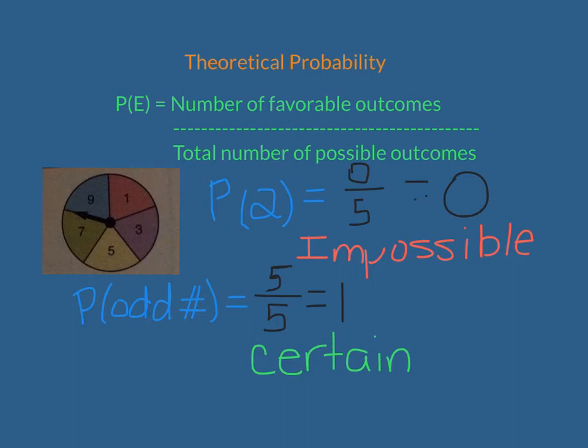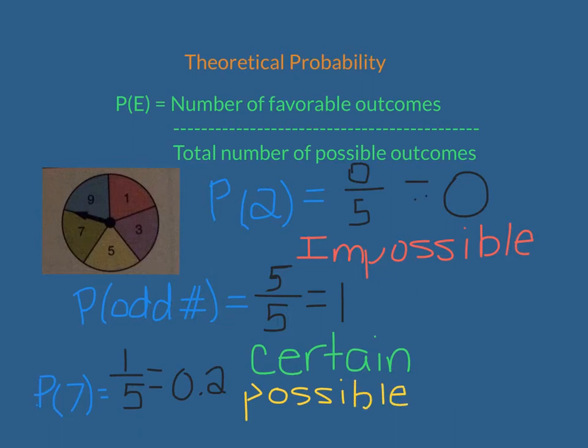In the last example, we have the possibility of spinning a 7. So we have one spot here with a 7 on it out of 5. So in decimal form, that would equal 0.2, just 2/10. So that's possible. We may be able to spin a 7. It's possible because it's right there in the middle between 0 and 1.